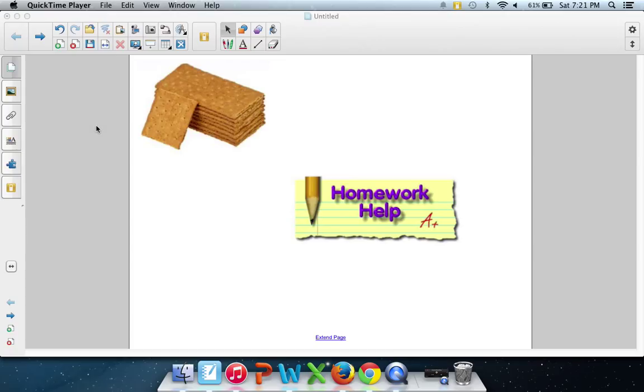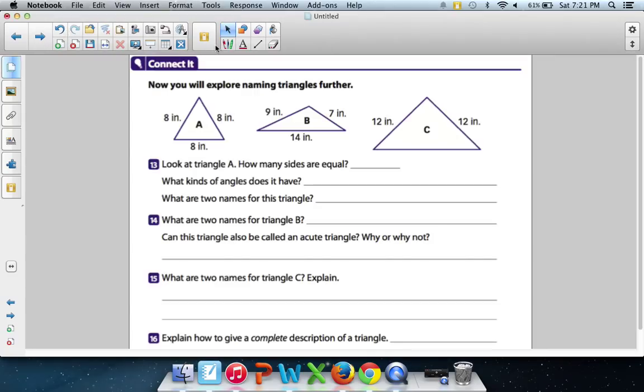We're skipping ahead a little bit in the book, so don't freak out when you hear this. We should be on page 310 and 311. So open up the pages of your math workbook, and let's get started. Here we go.